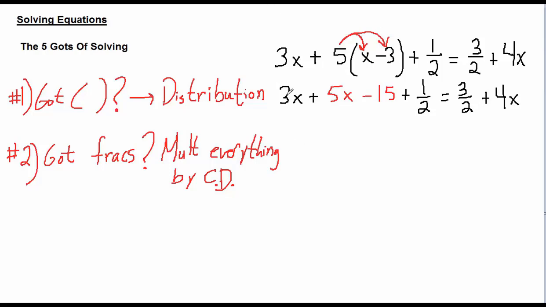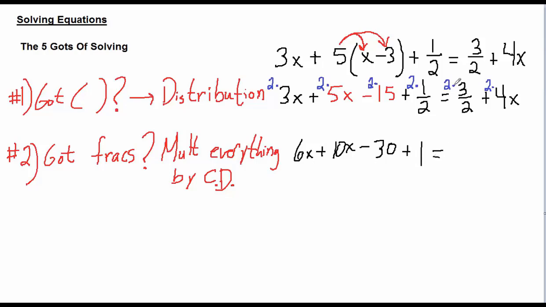I would times this 3x by 2. This 5x times 2. This 15 times 2. This 1/2 times 2. The 3/2 times 2. And the 4x times 2. We're going to multiply everything by 2. When we do that, we're left with 6x plus 2 times 5x is 10x. Minus 2 times 15 is 30. Plus 2 times 1/2. You can use a calculator if you need to. I'm just going to do 2 times 1, which is 2, and divide it by 2, which is 1.